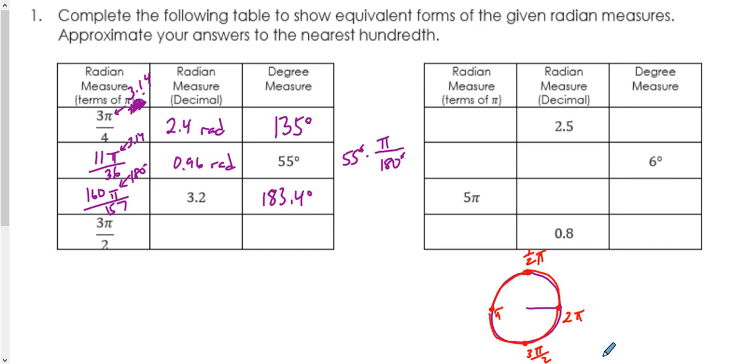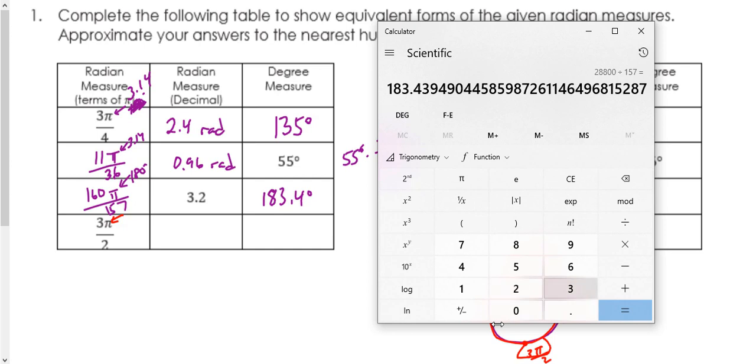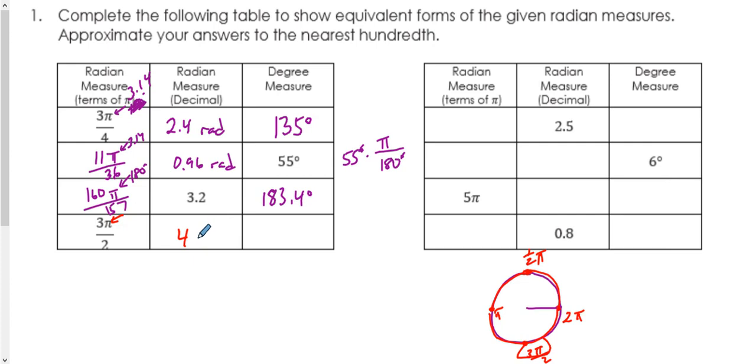Okay, so this number right here is one of those numbers. It's right here. Okay, so to convert this into radian measure as a decimal, again, all you have to do is convert this into a decimal. So 3 times 3.14 divided by 2. We get 4.71 radians.